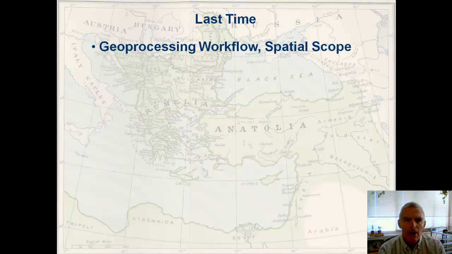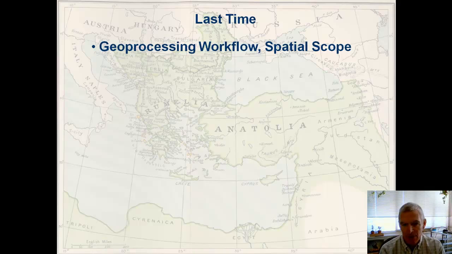Last time I talked about geoprocessing workflow. Remember, there are chains of geoprocessing operations, or a sequence of operations you can go through to get from your input data to the information that's going to answer the question of how or why or what's going on with my data. There are three spatial scopes. There's local, neighborhood, and global. Local concerns only one feature and its attributes or locations. Neighborhood concerns surrounding features, and global concerns all the features in your feature class.